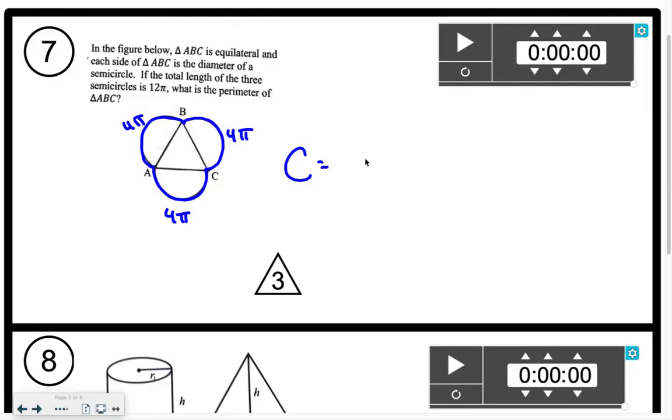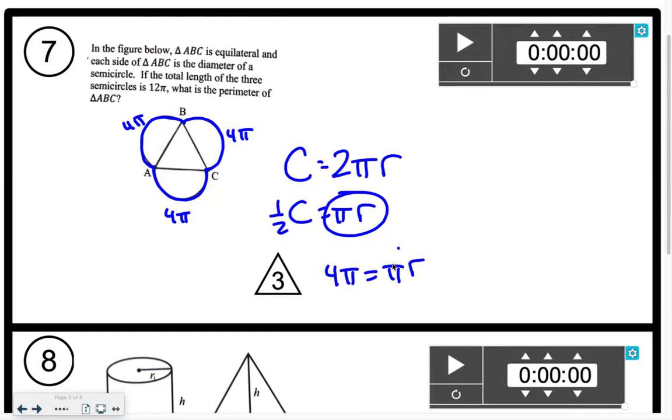Well, the circumference of a semicircle, let's go over. The circumference of a circle is 2 pi r. So half of that is just pi times r. So if I do pi times r, that gives me halfway around the circle, or around the circumference of the semicircle. So that means I have 4 pi is equal to pi r, so r is clearly 4.